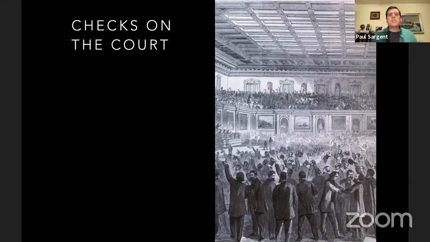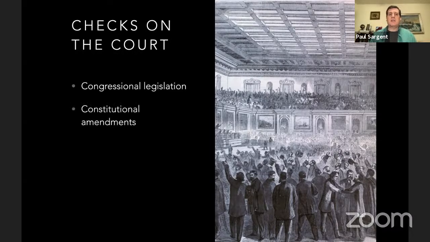Now, the court is, of course, a very powerful branch of government. Its power of judicial review is very powerful. But what sort of checks exist on the power of the court? We see how the court can check other branches of government. Well, as I've said, congressional legislation can change court decisions. If a court overturns a law, finds it unconstitutional, Congress can pass another law accomplishing the same thing, but trying to get around the unconstitutional parts of those things.